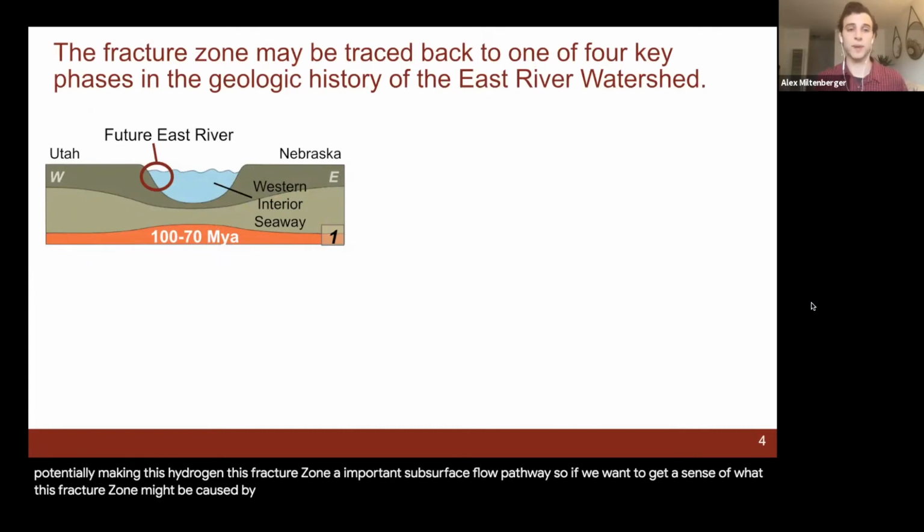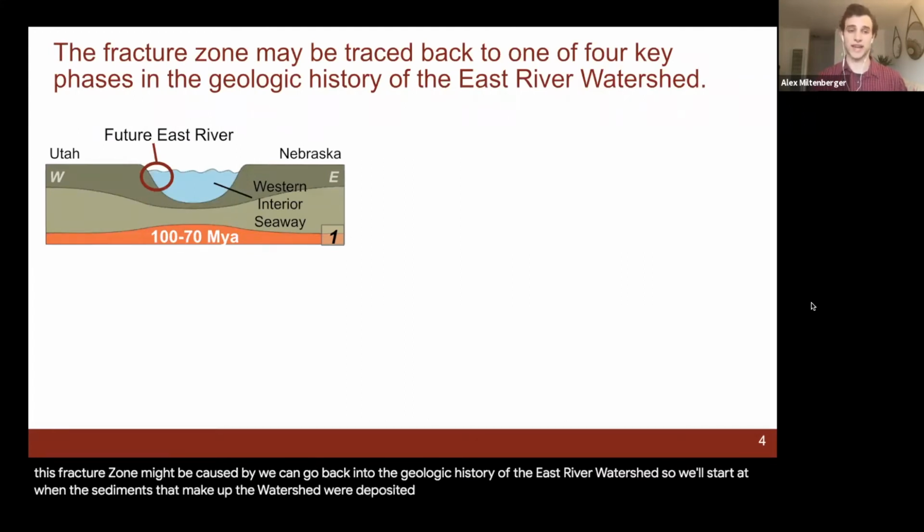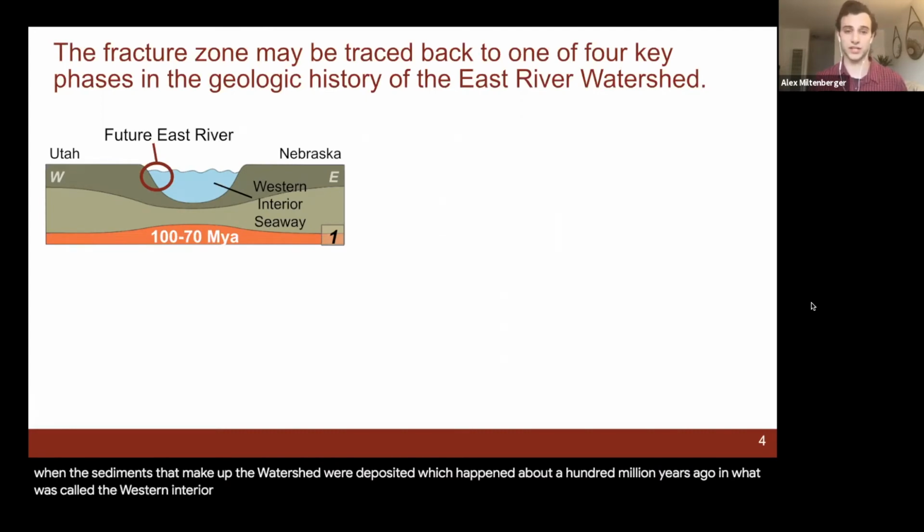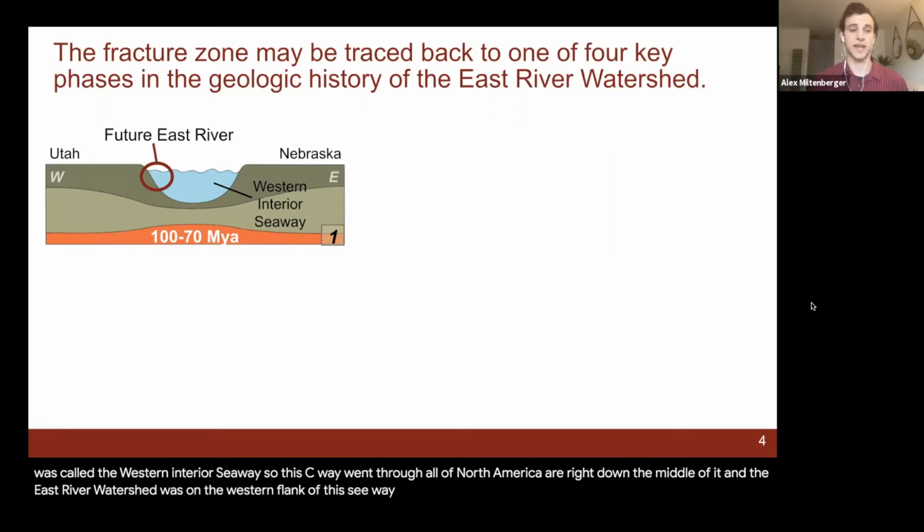So if we want to get a sense of what this fracture zone might be caused by, we can go back into the geologic history of the East River watershed. So we'll start at when the sediments that make up the watershed were deposited, which happened about 100 million years ago in what was called the Western Interior Seaway. So this seaway went through all of North America, right down the middle of it, and the East River watershed was on the western flank of this seaway. And the sediments were deposited mostly in near shore marine environments in this seaway.